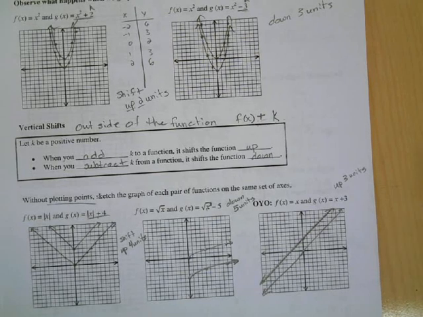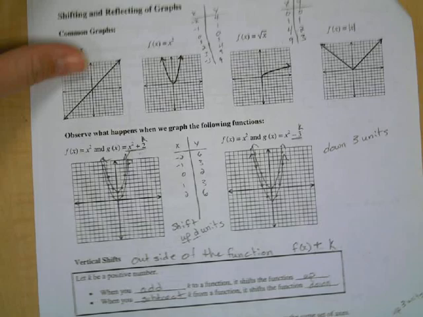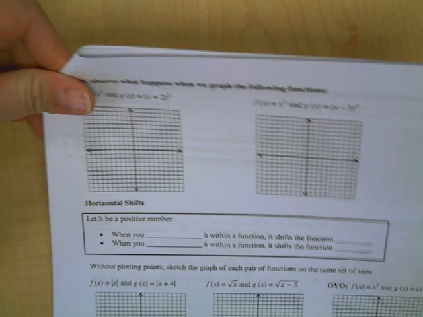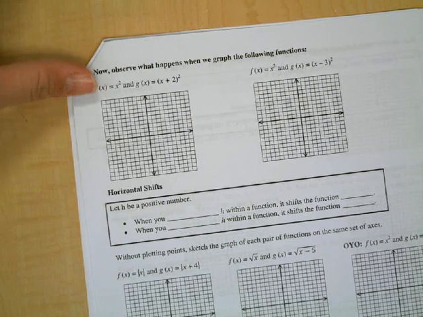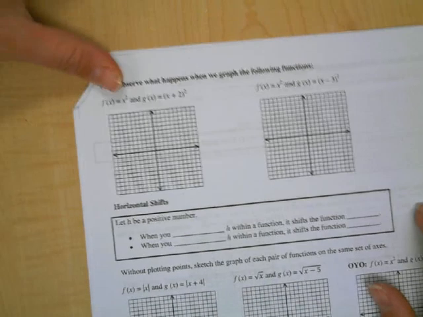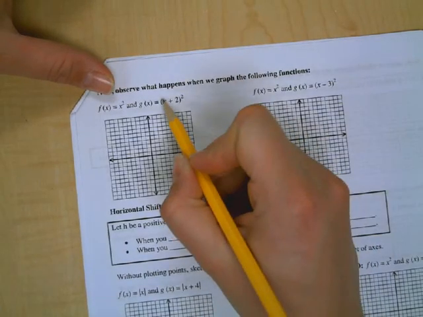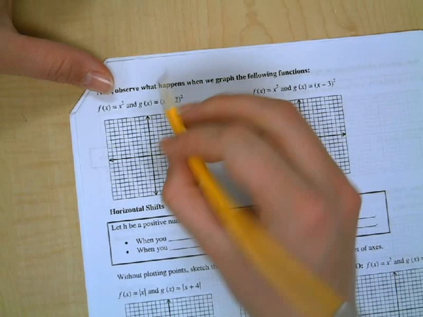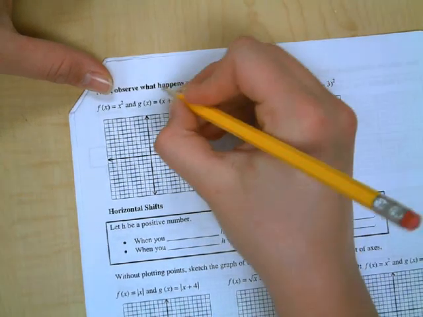So that is going to be your vertical shifts. Okay, so now that we've looked at vertical shifts, we need to look at horizontal shifts. So let's see what happens. Now this right here means inside the function. The fact that it has a square means this thing is quadratic.